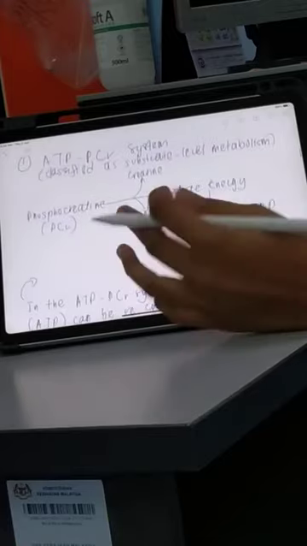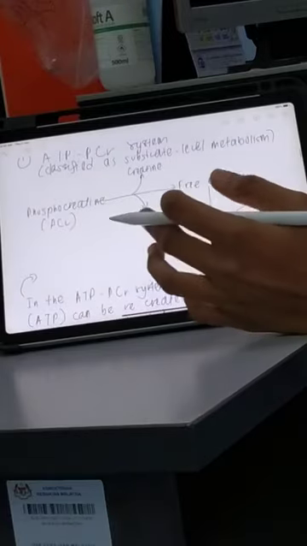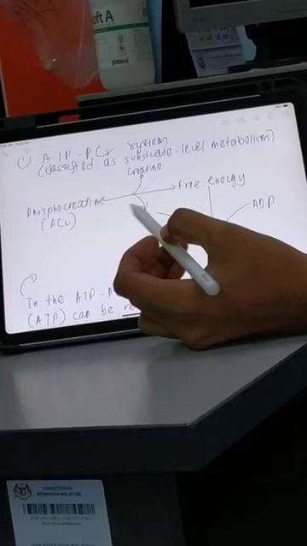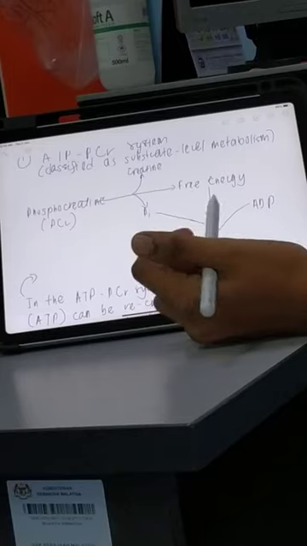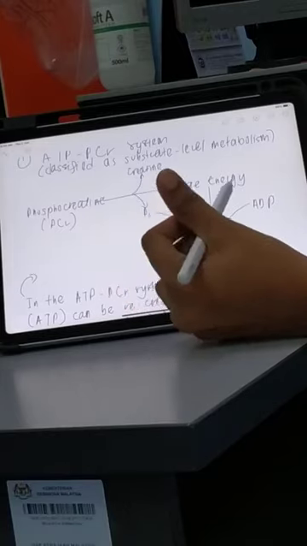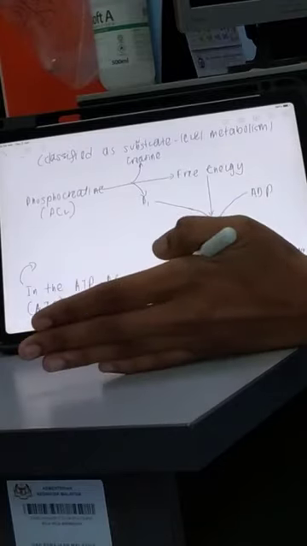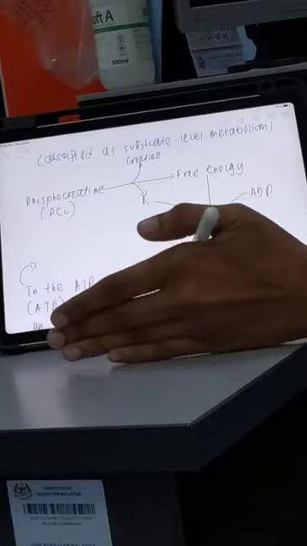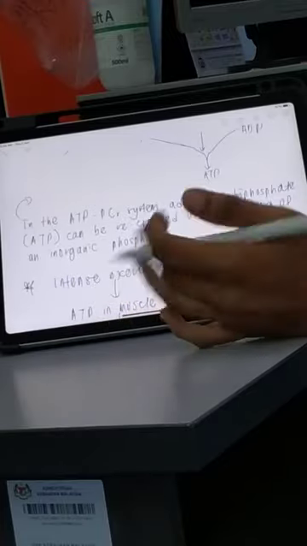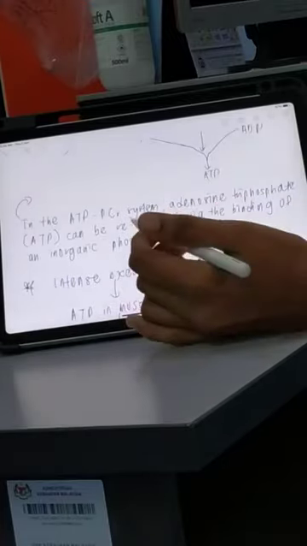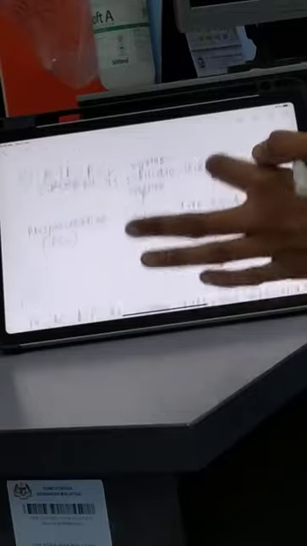ATP-PCr is classified as substrate level metabolism. What happens is that phosphocreatine will release its phosphate with the help of the enzyme creatine kinase. This phosphate and ADP will combine and form ATP. So that is how it happens. ATP is stored energy, ADP is energy that we are going to use. That is how we remember. So in this ATP-PCr system, ATP can be recreated by binding the inorganic phosphate. So that is about the ATP-PCr system.